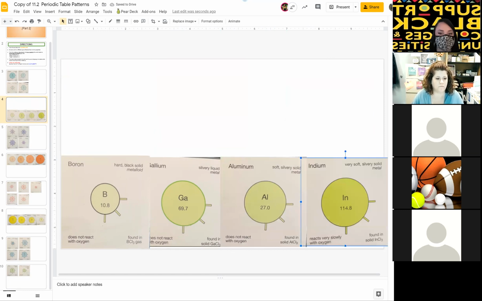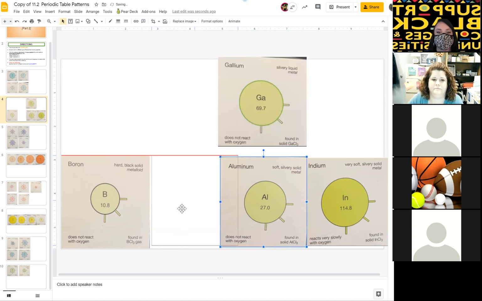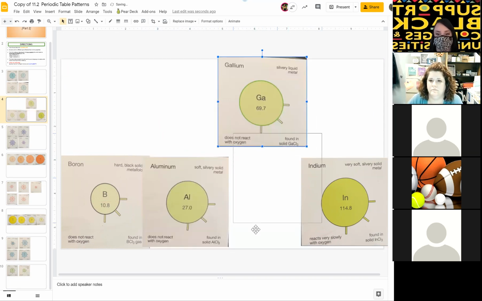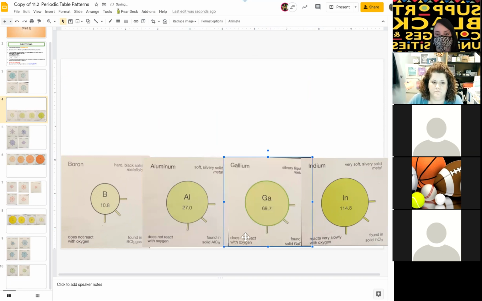Gallium and aluminum should be switched. Gallium and aluminum should be switched. And what do you use to figure that out? Atomic weight numbers. Because the atomic weight numbers, those decimal numbers in the circles, because their shapes are pretty similar, so that could be difficult to distinguish, okay? So again, we could use their weight.